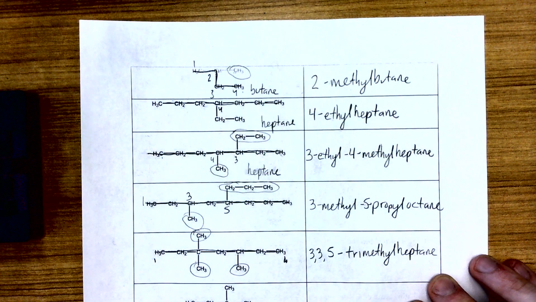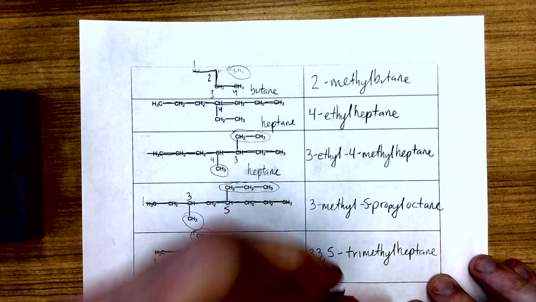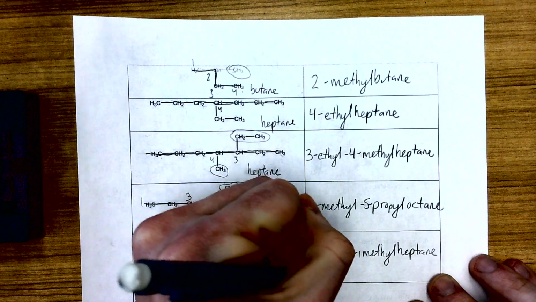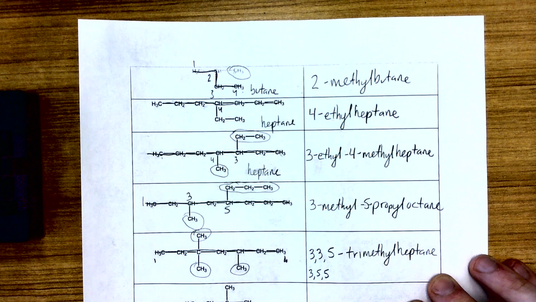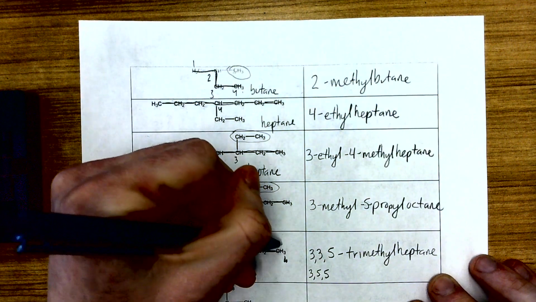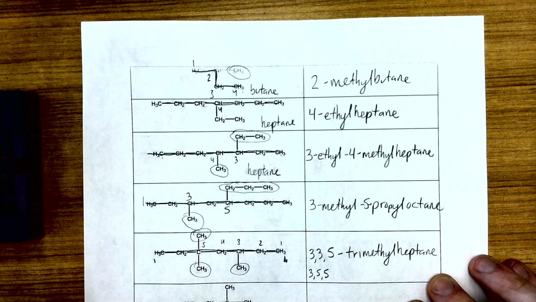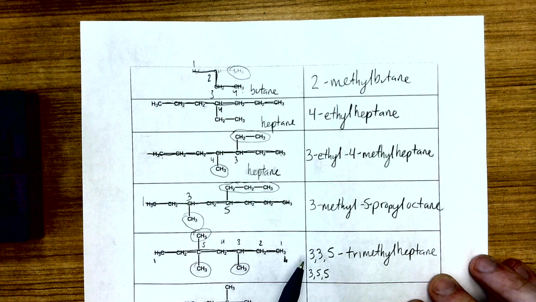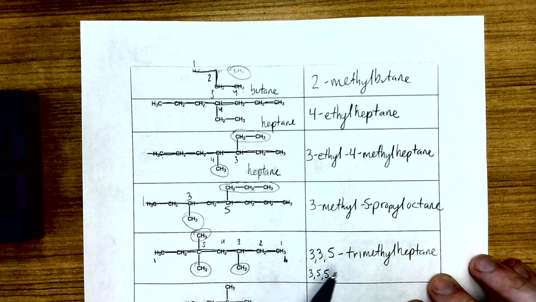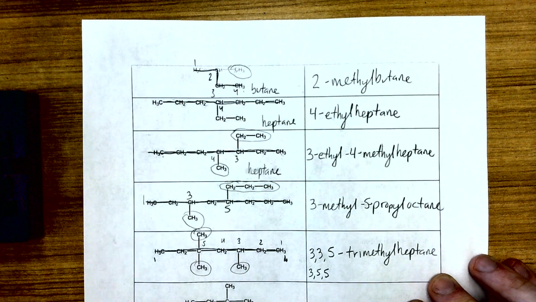Now here's where the debate comes in. I believe that 3, 5, 5 is equally valid if you started numbering from the other side. Some people have said that all branches should have the minimum number possible. Some people say that the first branch should have the minimum number possible. I don't really think it matters. If your teacher cares, do whatever they tell you to do.